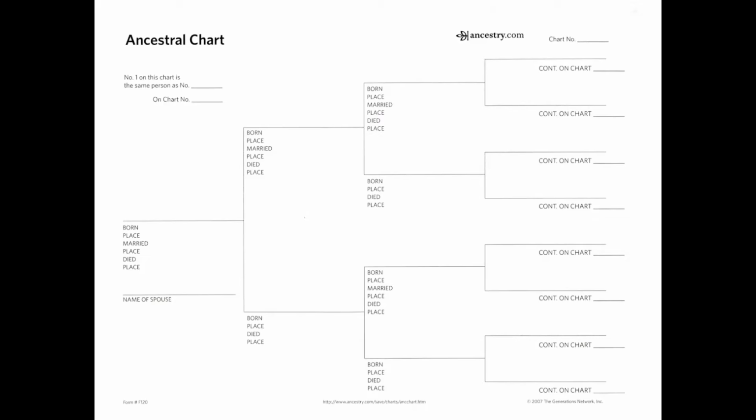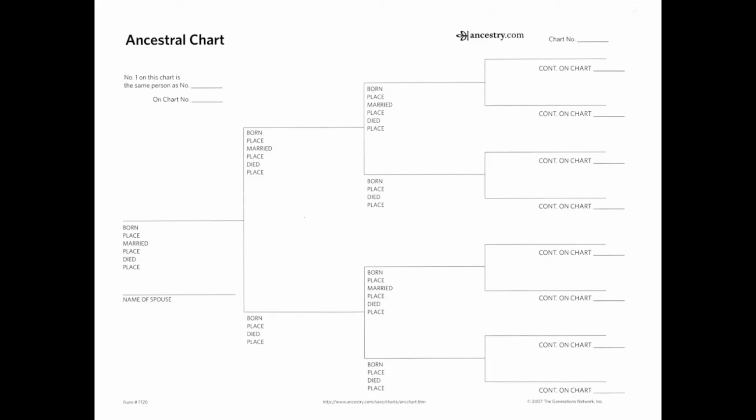So the way that you would use this chart is you start with yourself on that far left line there, and then the details below that are good to fill in, but they're mostly just to help differentiate between people and to provide kind of a reference point for where this person was in time and space.